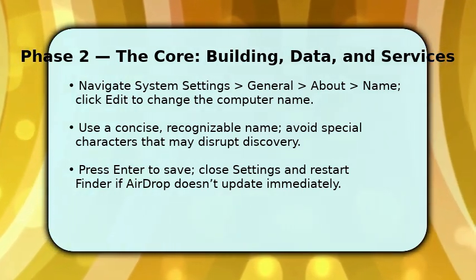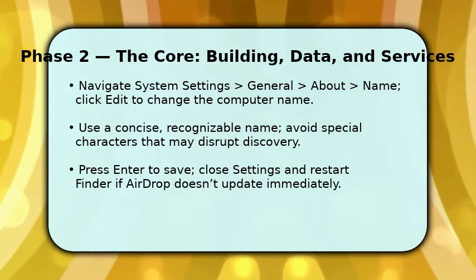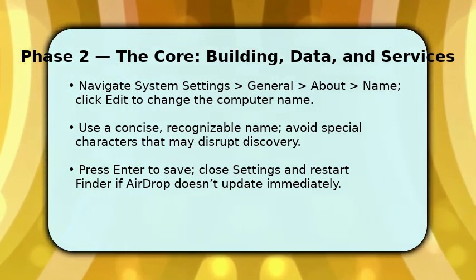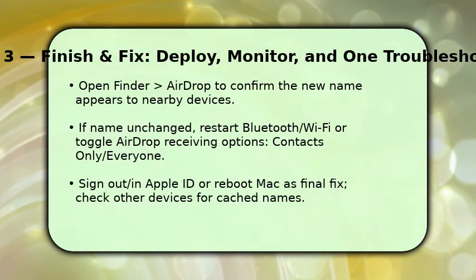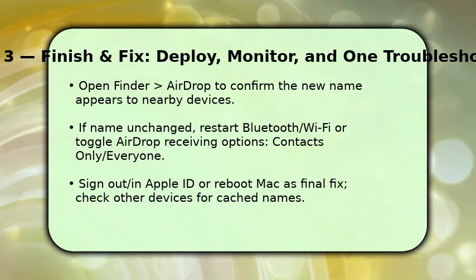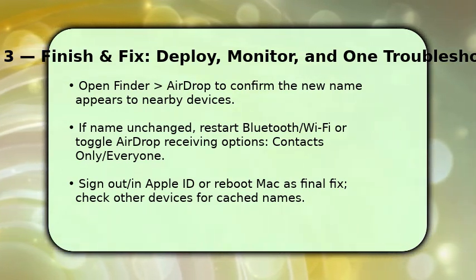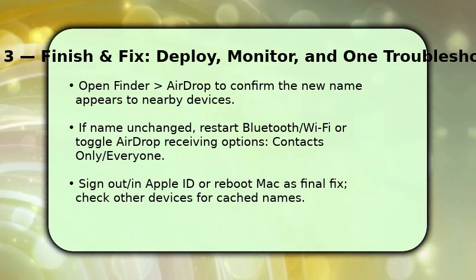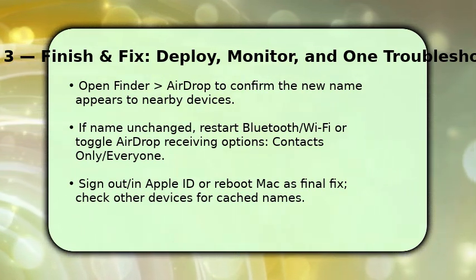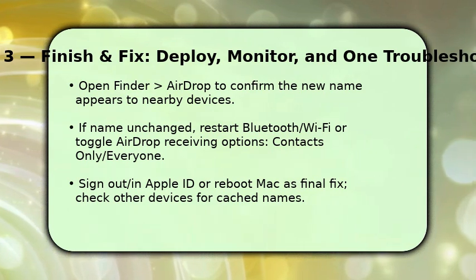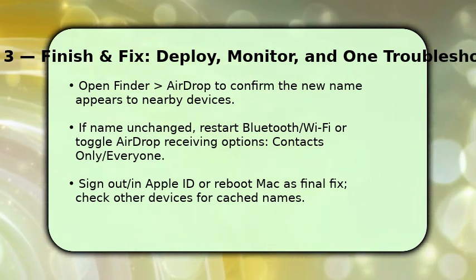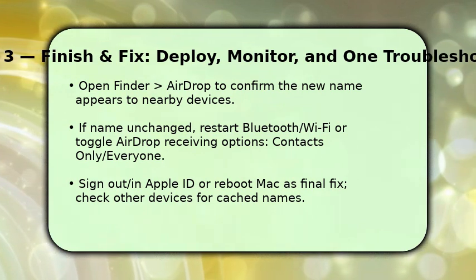Make sure to restart Finder or sign out and back in if AirDrop still shows the old name. Finally, verify that AirDrop shows your updated name by opening Finder, AirDrop, and watching how nearby devices list you. If the name didn't update, toggle Bluetooth and Wi-Fi off and on, or change AirDrop receiving between Contacts Only and Everyone to force a refresh.